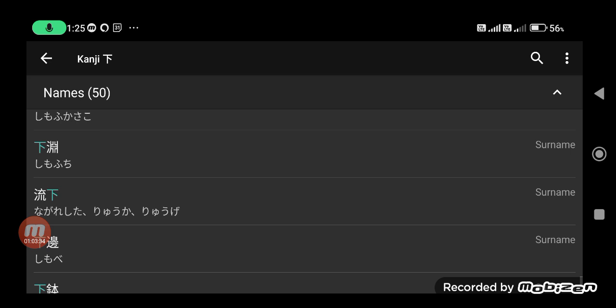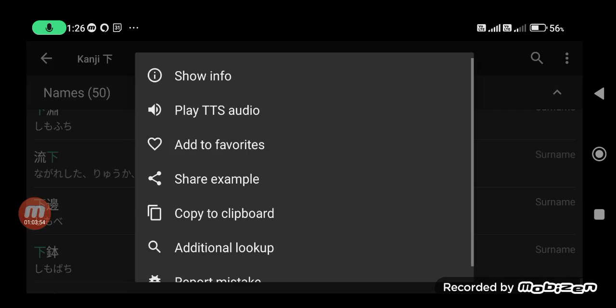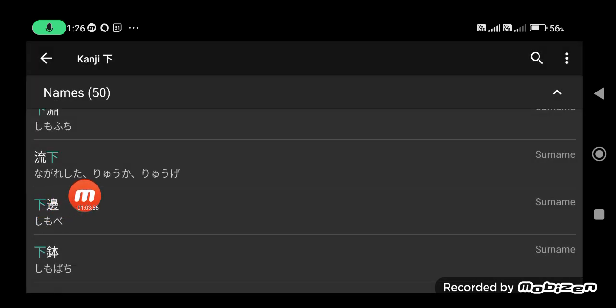Again, last two. Shimobuchi. 下淵. And then Nagareshita or ryuka. 流れ下、流下.